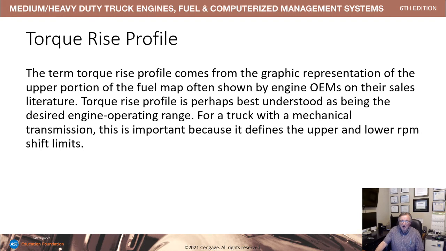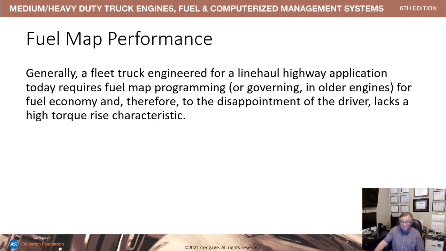Torque rise profile comes from the graphic representation of the upper portion of the fuel map, as shown often in engine OEMs' sales literature. However, torque rise profile is perhaps best understood as being the desired operating range for the engine. For a truck with a mechanical transmission, this is important because it defines the upper and lower RPM shifting limits.